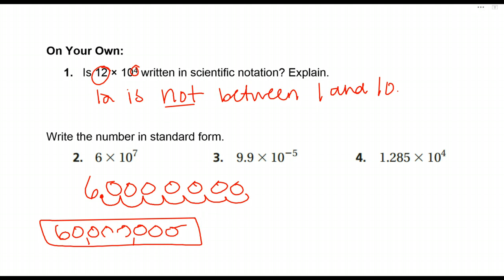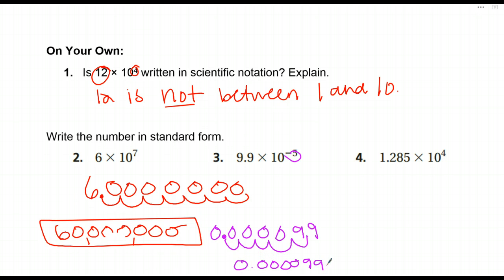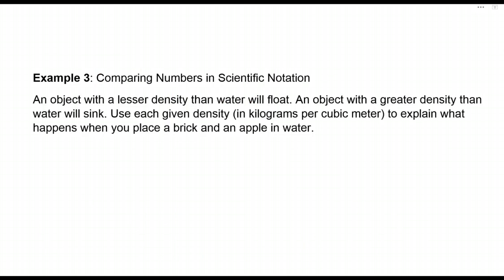Number 3, 9.9 times 10 to the negative fifth. Since the exponent is negative, you're going to move to the left 5 places. 1, 2, 3, 4, 5. Add a decimal point, add in your zeros, and rewrite the answer. You get 0.000099. Number 4, 1.285 times 10 to the fourth. Since the exponent is positive, you're going to move to the right, starting at the decimal, 1, 2, 3, 4. So this new number is 12,850.